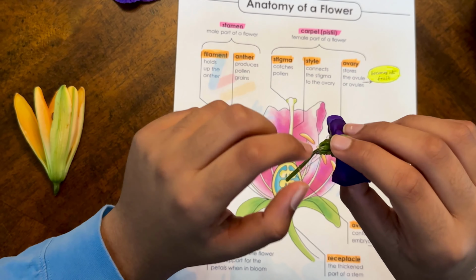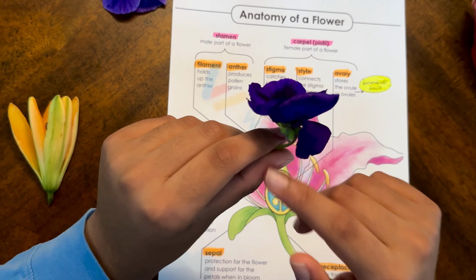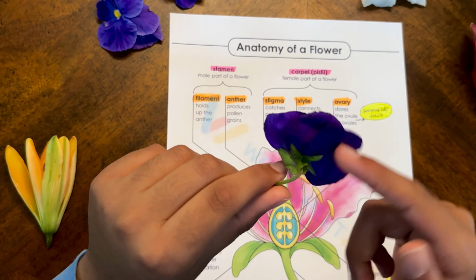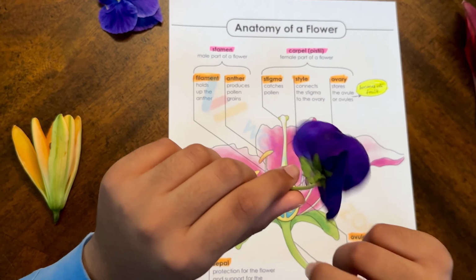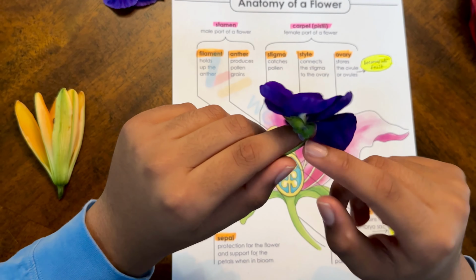The receptacle is basically this part of the upper part of the stem that connects to the flower, or to the sepals, which then connects to the petals and the flower. So basically, it connects the stem. It's the thickened part of the stem that connects to the flower.